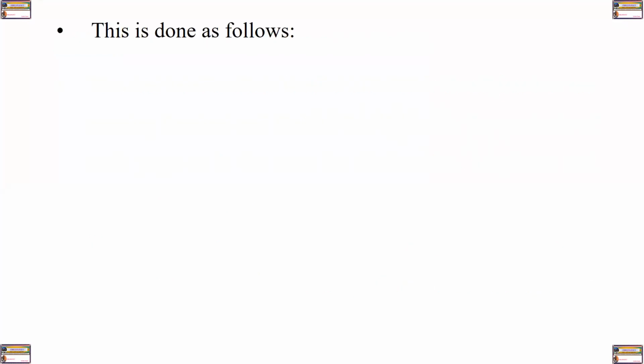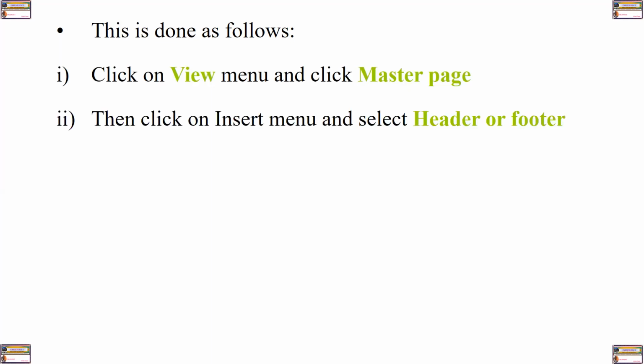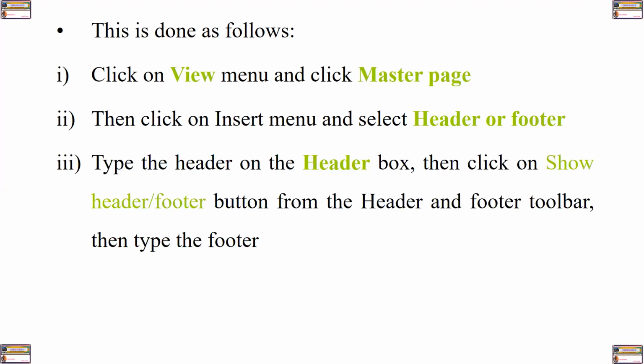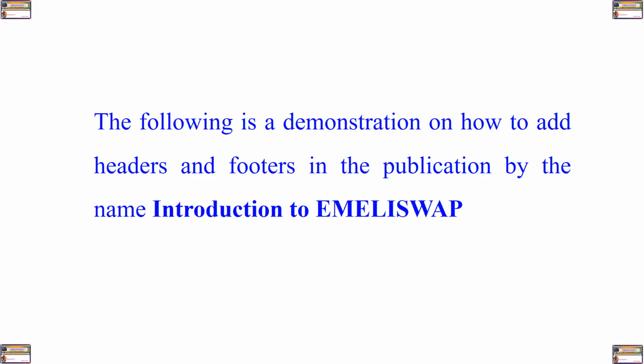This is done as follows. You click on View menu and click Master Page. Then click on Insert menu and select Header or Footer. Type the header in the header box, then click on Show Header or Footer button from the Header and Footer toolbar. Then type the footer. Click on Close Master View button to go back to the publication page.